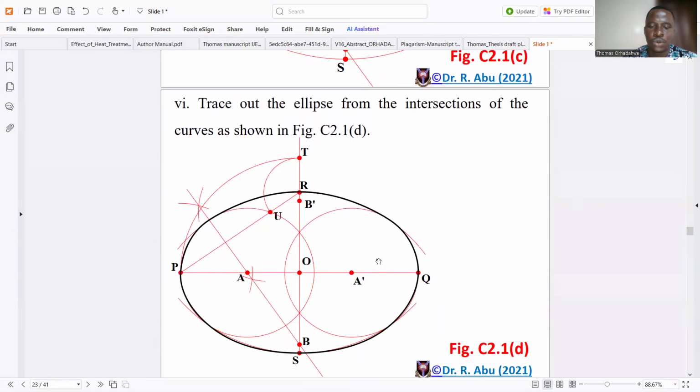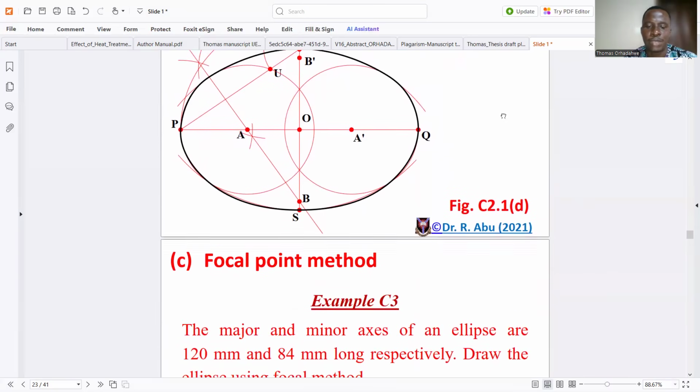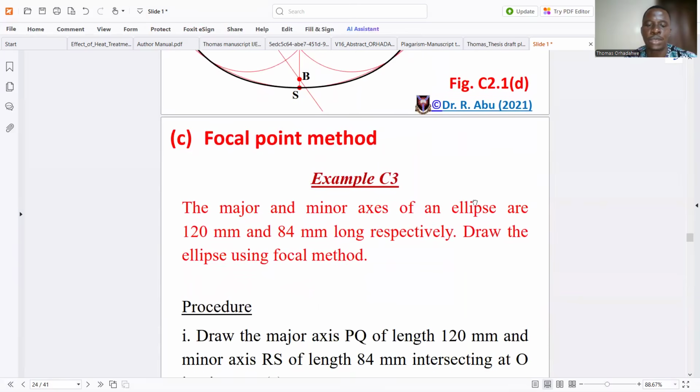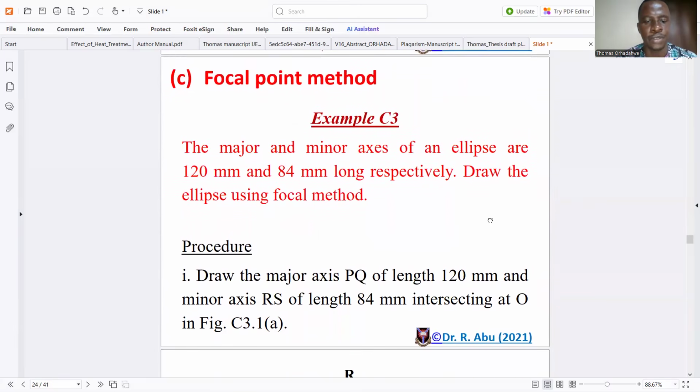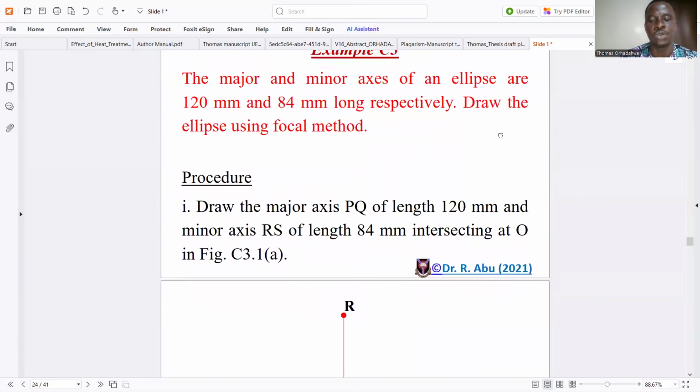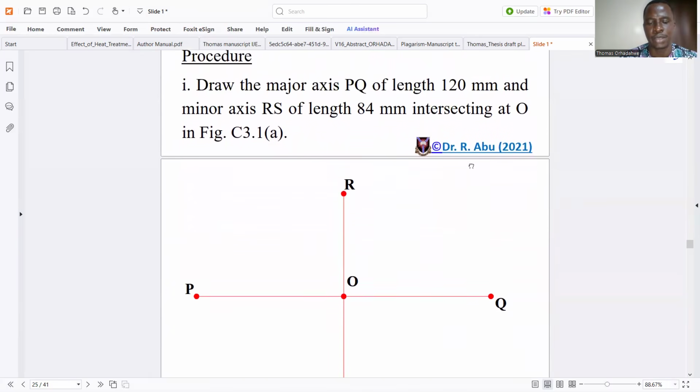So taking the outline, you have your ellipse. So that is the second method. The third method is the focal point method. Using the same example, you draw the major axis PQ and the minor axis.